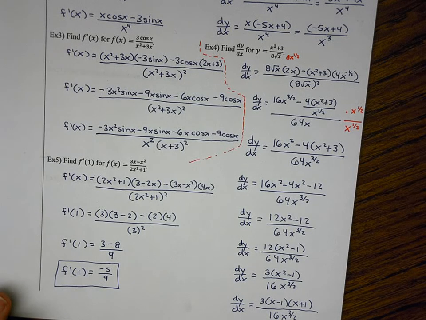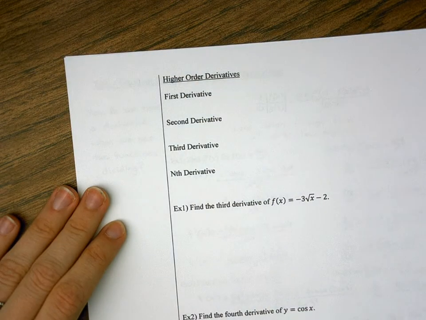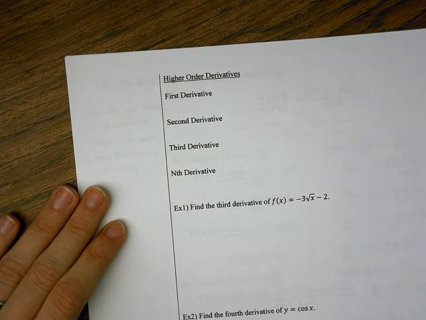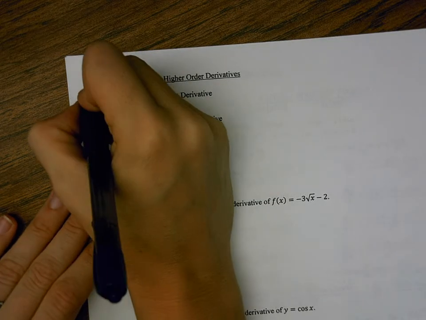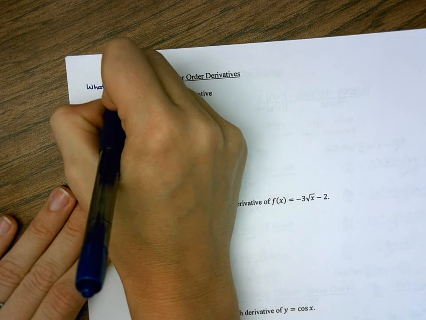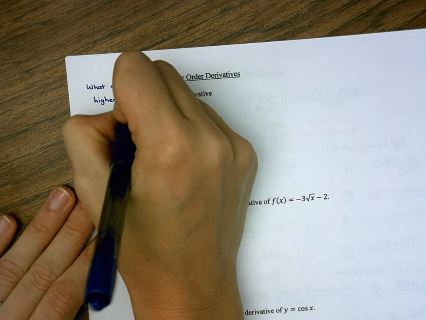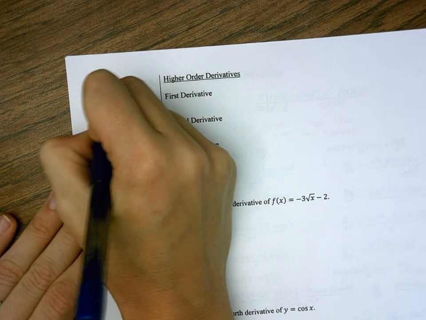Okay, last bit of our 2.3b notes are higher order derivatives. Which we've referenced a little bit in earlier lessons, but we're going to make sure we are good to go with this one. So my guiding question for this would be, what are higher order derivatives?